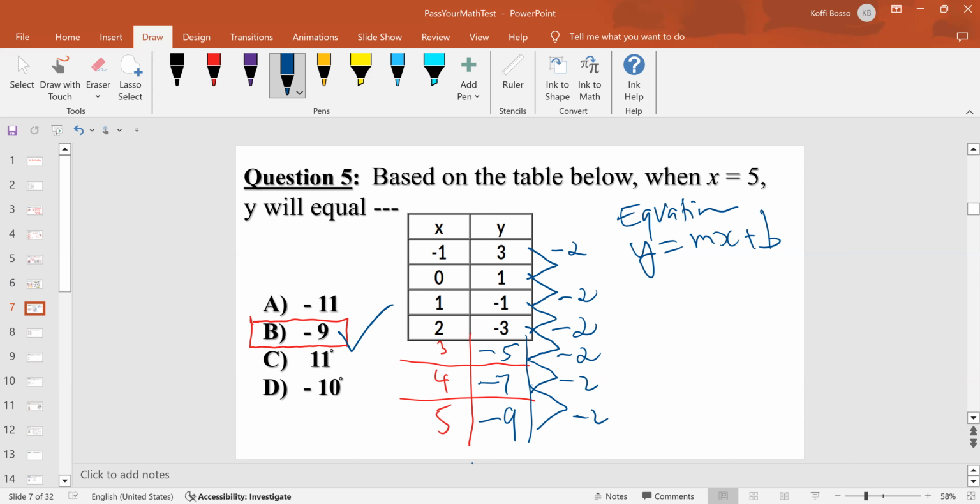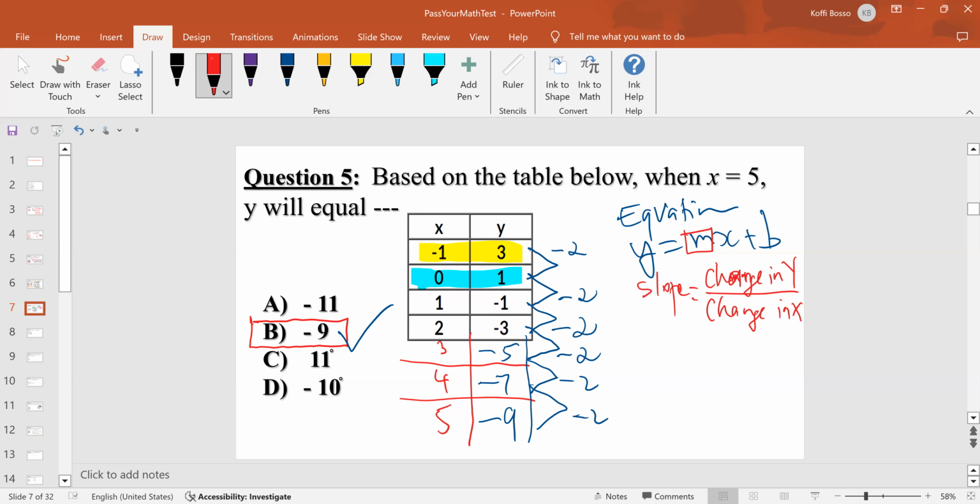Understand that what we have in the table here represents a point. If I take this, it is a point where the x value is negative 1 and the y value is 3. This is a point where x is 0 and y is 1, and so on and so on. Therefore, I will try to find the slope. The slope is the m. We can use change in y divided by change in x.